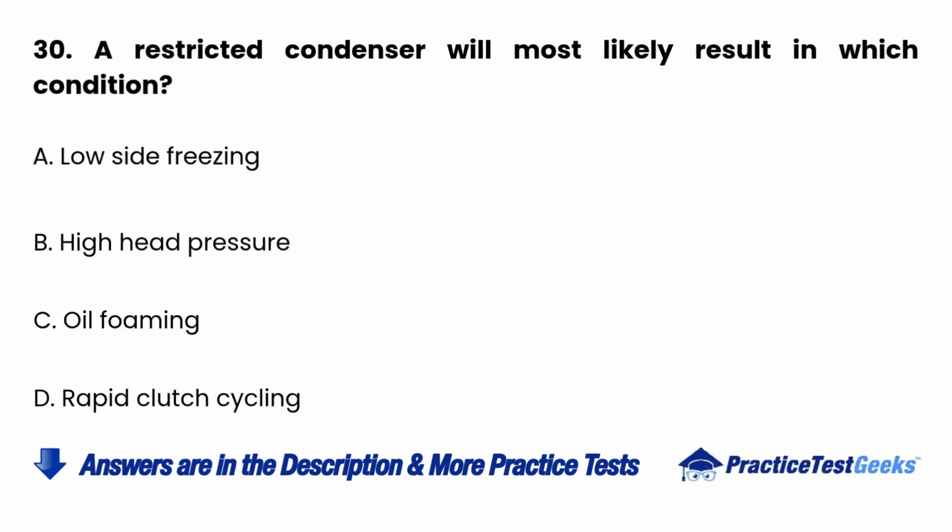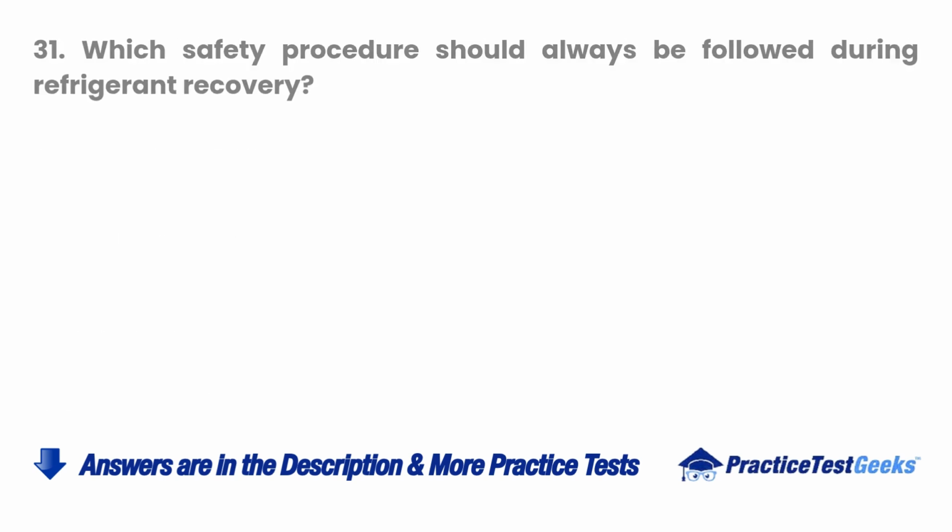30. A restricted condenser will most likely result in which condition? A. Low side freezing. B. High head pressure. C. Oil foaming. D. Rapid clutch cycling.